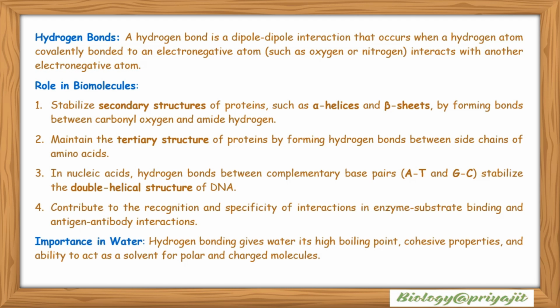They play vital roles in biomolecules by stabilizing the secondary structure, alpha helices or beta sheets, and tertiary structure of proteins through interactions between carbonyl oxygen and amide hydrogen or amino acid side chains. In nucleic acids, the hydrogen bonds between complementary base pairs A-T and G-C ensure the stability of DNA's double helix. Additionally, they contribute to enzyme substrate binding, antigen antibody recognition and specificity.